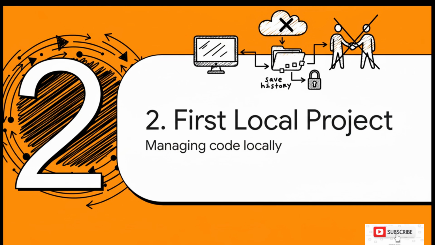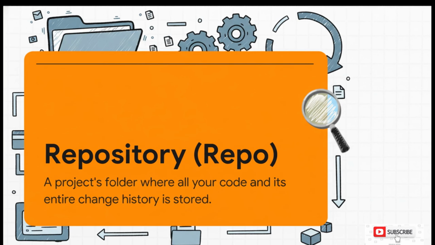For right now, I want you to completely forget about sharing, about teams, about the cloud, all of it. We're just going to use Git as a personal time machine for a project sitting right there on your computer. And the first word you need to know is repository, or what everyone just calls a repo. Don't let the fancy name fool you, it's just your project's folder. That's it. But the moment you tell Git to start watching that folder, it becomes kind of superpowered. It's not just holding your files anymore, it's holding the entire history of every change ever made to them.